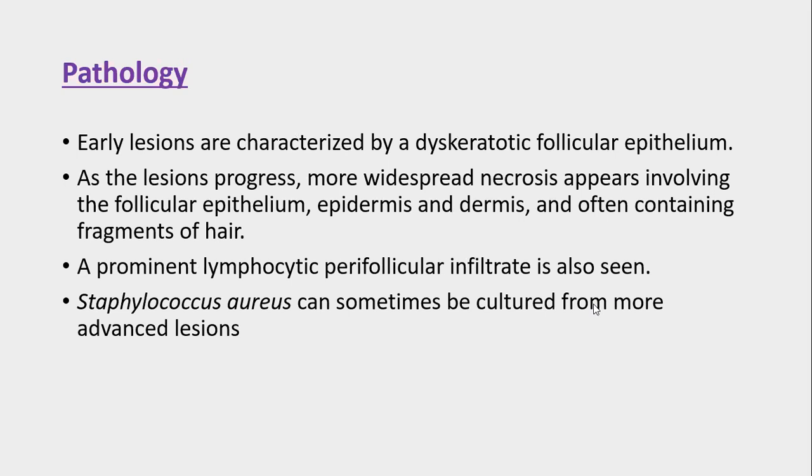Early lesion is a dyskeratotic follicular lesion. As the lesion progresses, more widespread necrosis is seen, involving the follicular epithelium, the surrounding epidermis and dermis, and often containing fragments of hair. There is a prominent lymphocytic perifollicular inflammatory infiltrate. Staph aureus can sometimes be cultured.